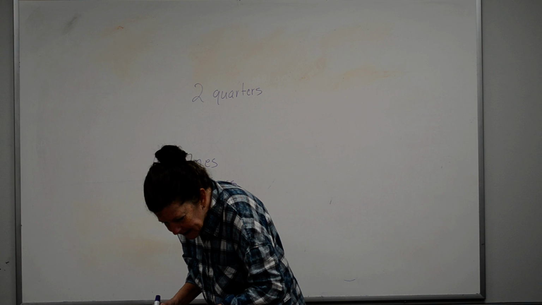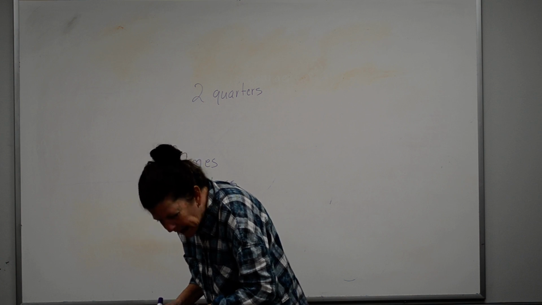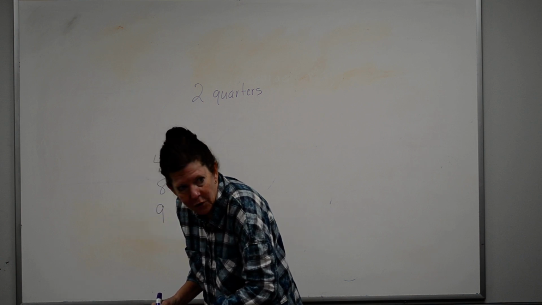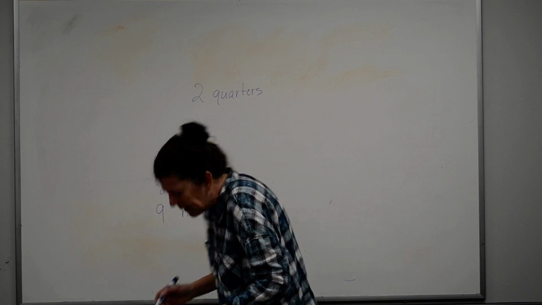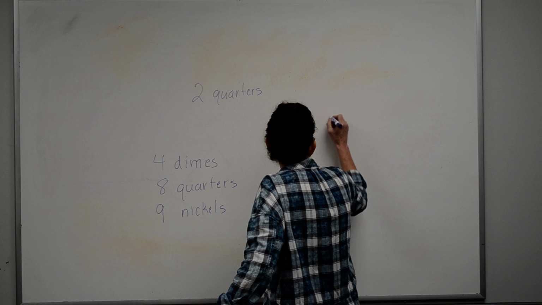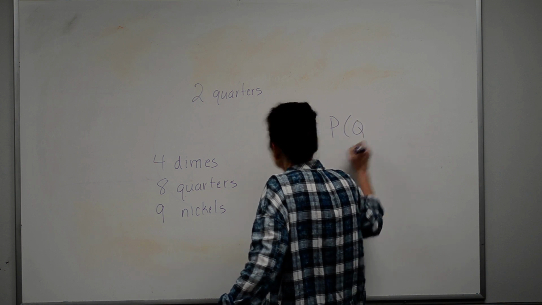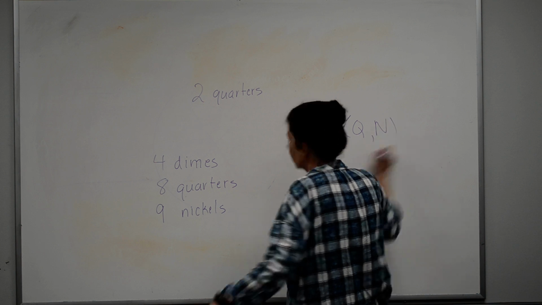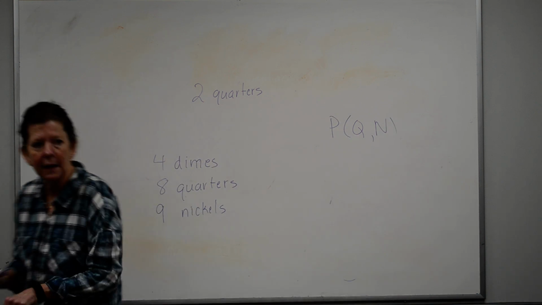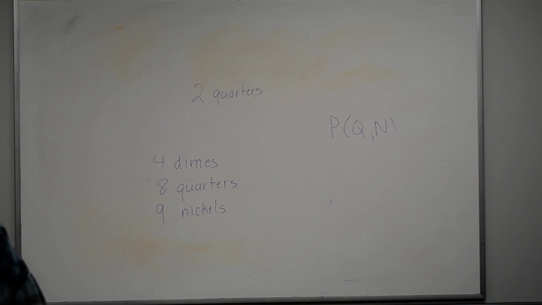If he reaches in and selects 2 coins at random without replacing the first one, what is the probability that he will draw a quarter and then a nickel? Okay, what's the probability that he will draw a quarter and then a nickel?